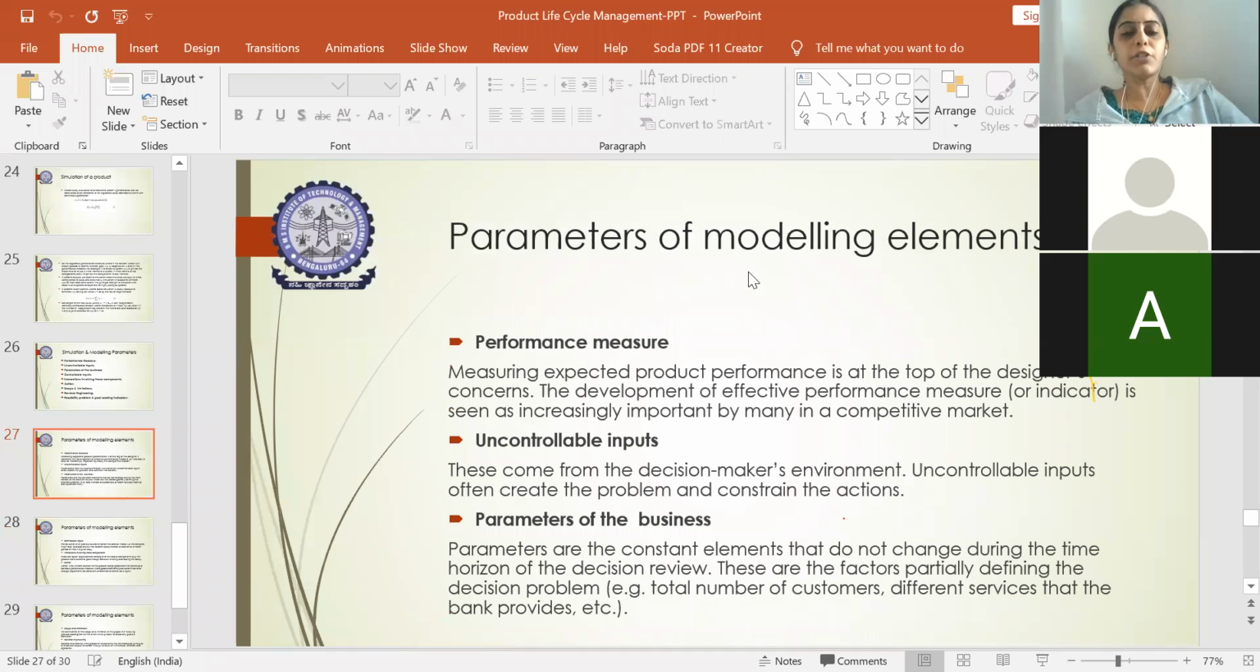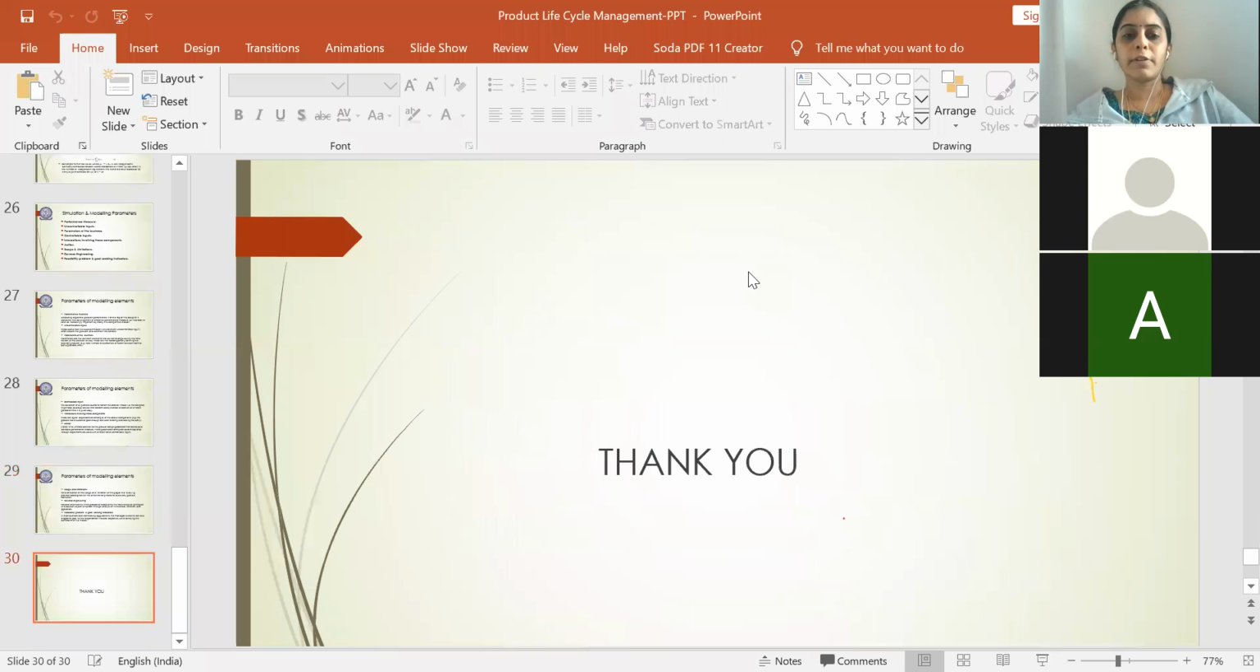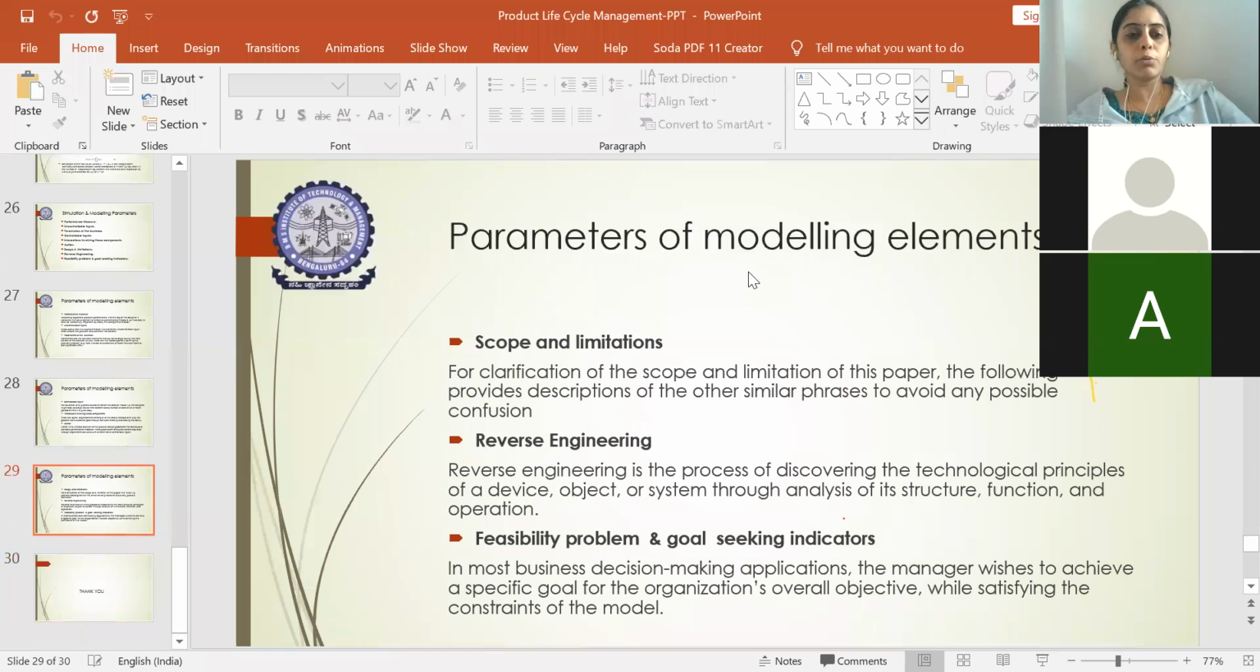That is what is being shown here. Performance measurement, uncontrollable inputs, parameters of the business, action, interactions, and controllable inputs have all been explained to you already. So this was related to module 2, associated with modeling and simulation.